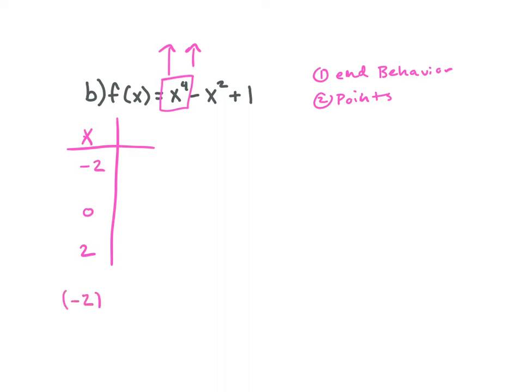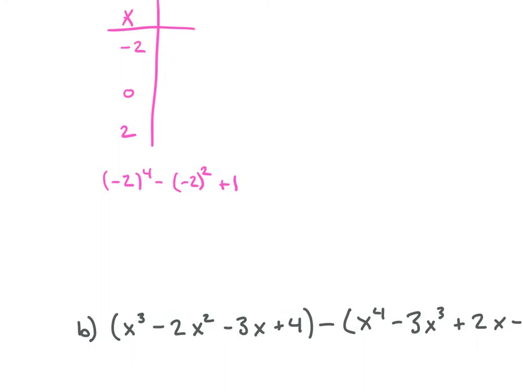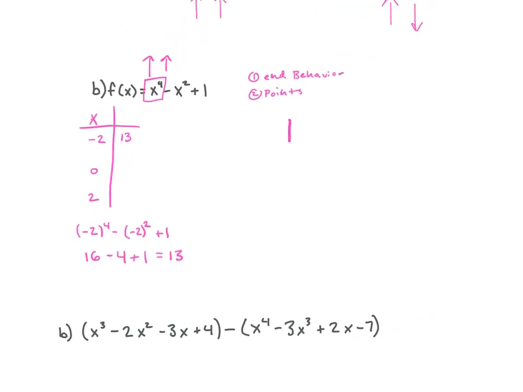So we plug in -2. We have -2 to the 4th power minus -2 squared plus 1. What is -2 to the 4th power? 16. What is -2 squared? It would be 4, and then that negative outside makes it -4, and then plus 1. So it's 16 minus 4 plus 1. 13. So let's draw our graph. Our first point is going to go to the left 2 and up 13.